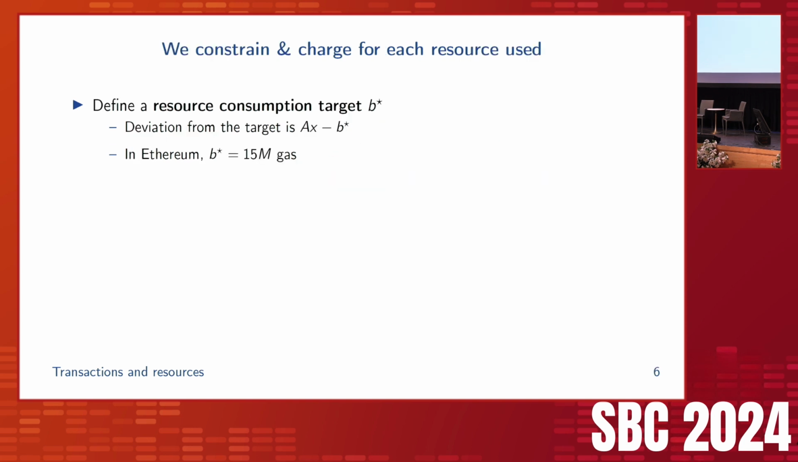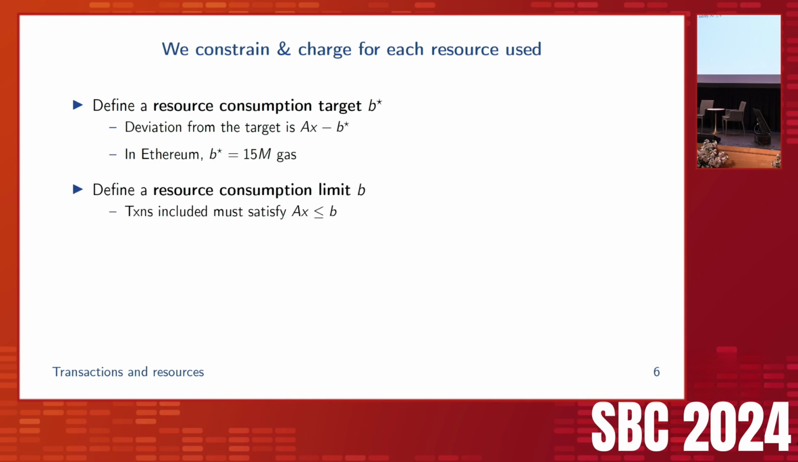So then we know most systems constrain and charge for each resource that's used. As an example, we might define a resource consumption target that we'll call b star. And so the deviation from that target is just Ax, which is the quantity of resources used by the last block, minus b star, which is our target. So in the 1D gas market on Ethereum, this is going to be, you know, 15 million gas as an example. So this is in like 1559.